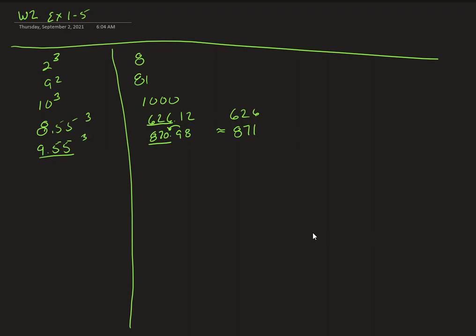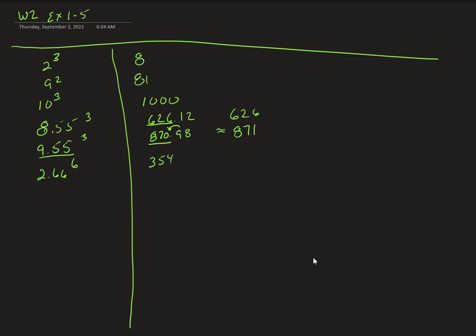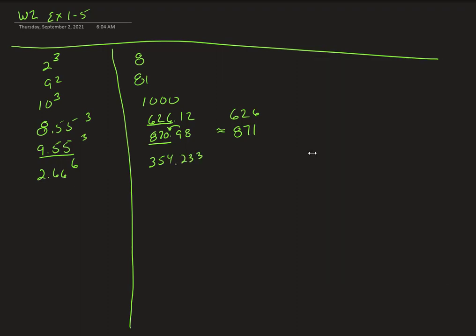I'm just going to jump down here. Question 19 here. 2.66 to the 6th. I've got 354,233. Again, 3 significant digits. So that's going to be about, 2 doesn't round up, so 354.